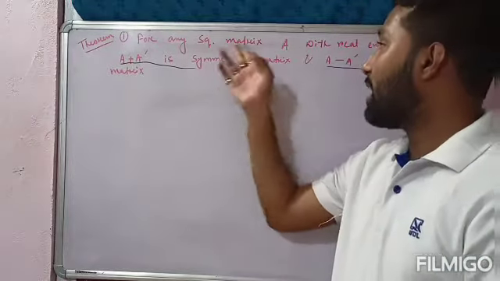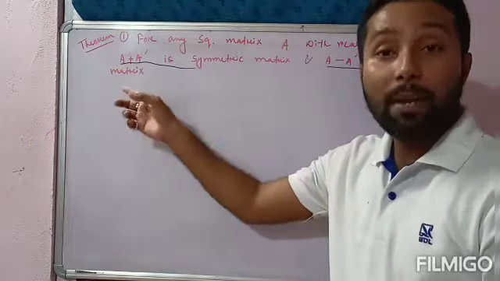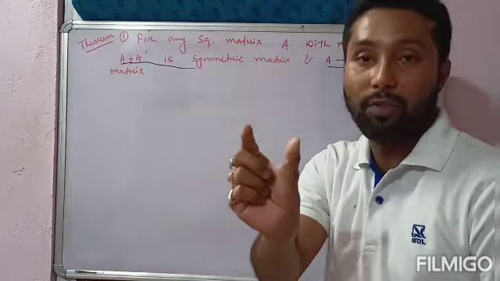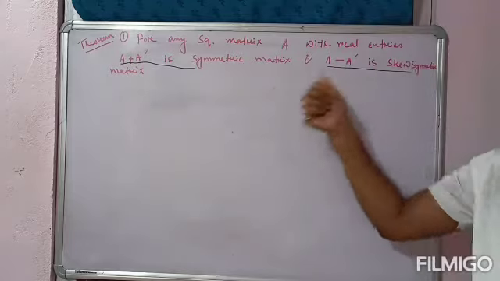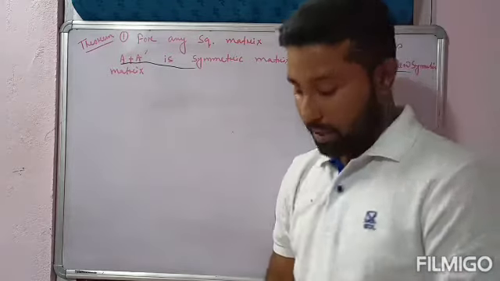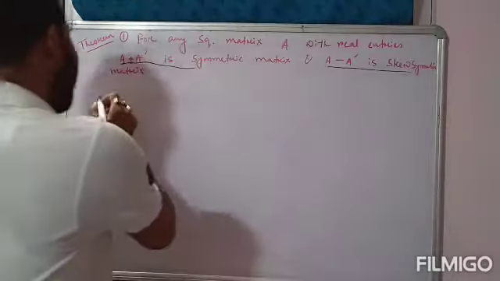So for any square matrix A with real entries, A plus A transpose, this is one matrix. A plus A transpose is symmetric, whereas A minus A transpose is a skew symmetric matrix. So इसका प्रूफ क्या है देख लो.